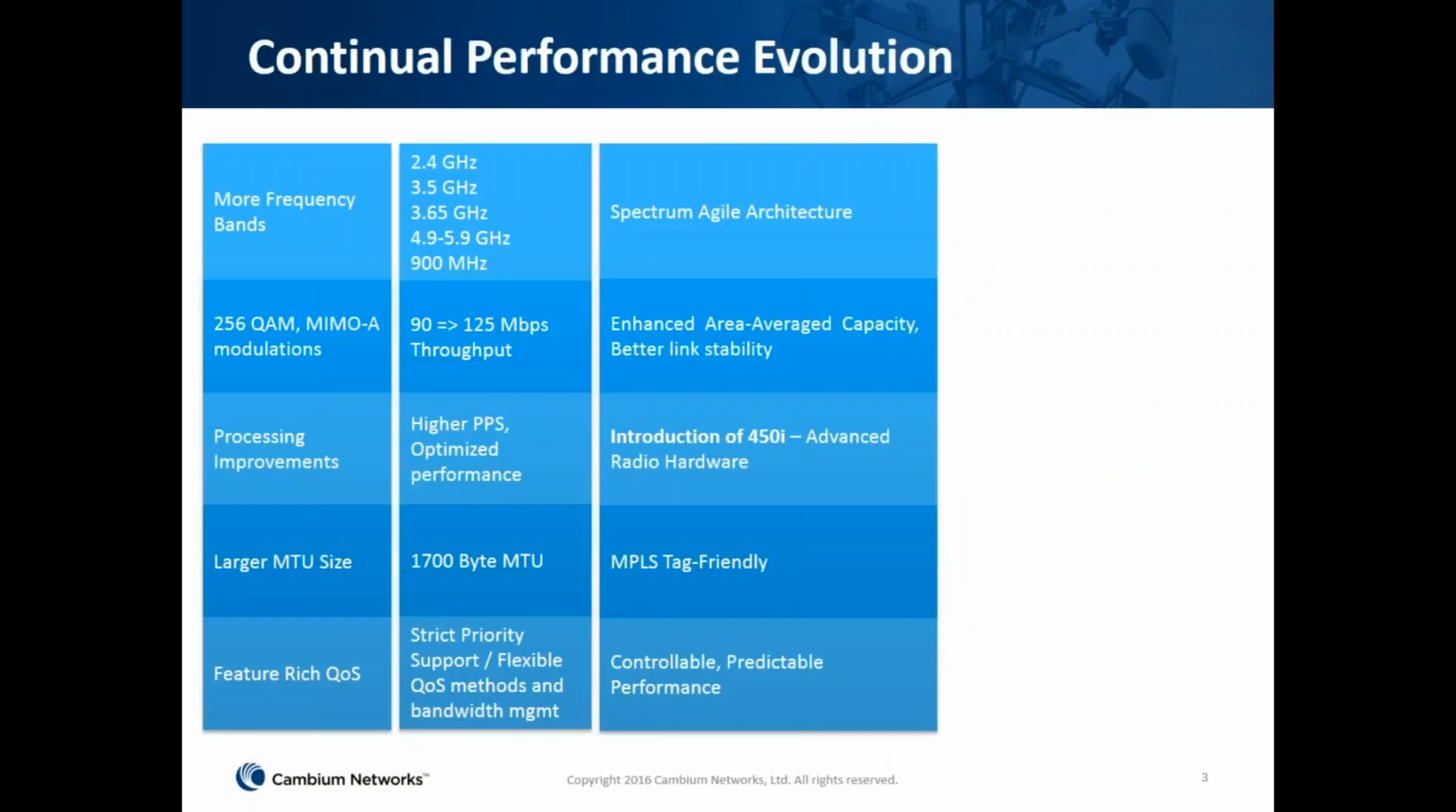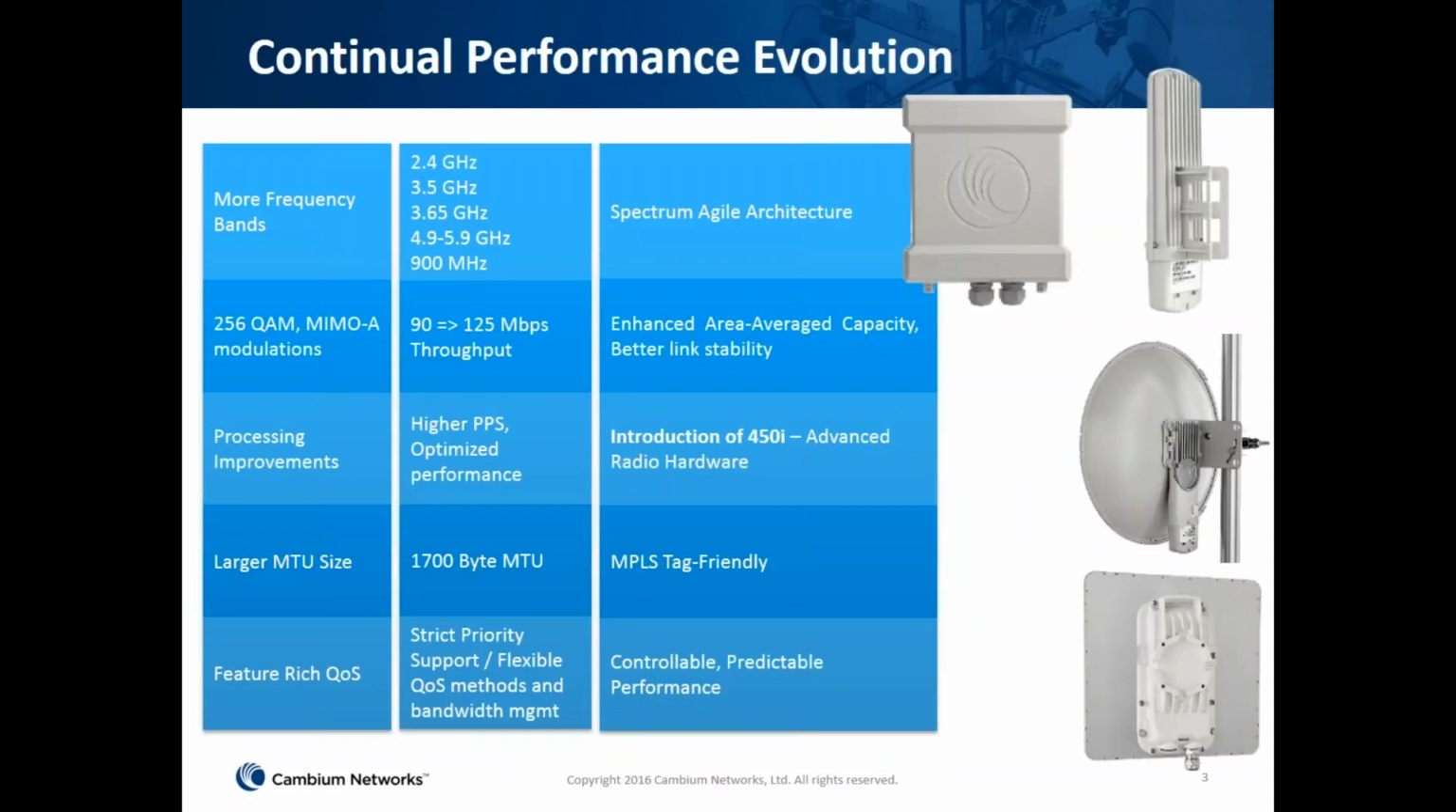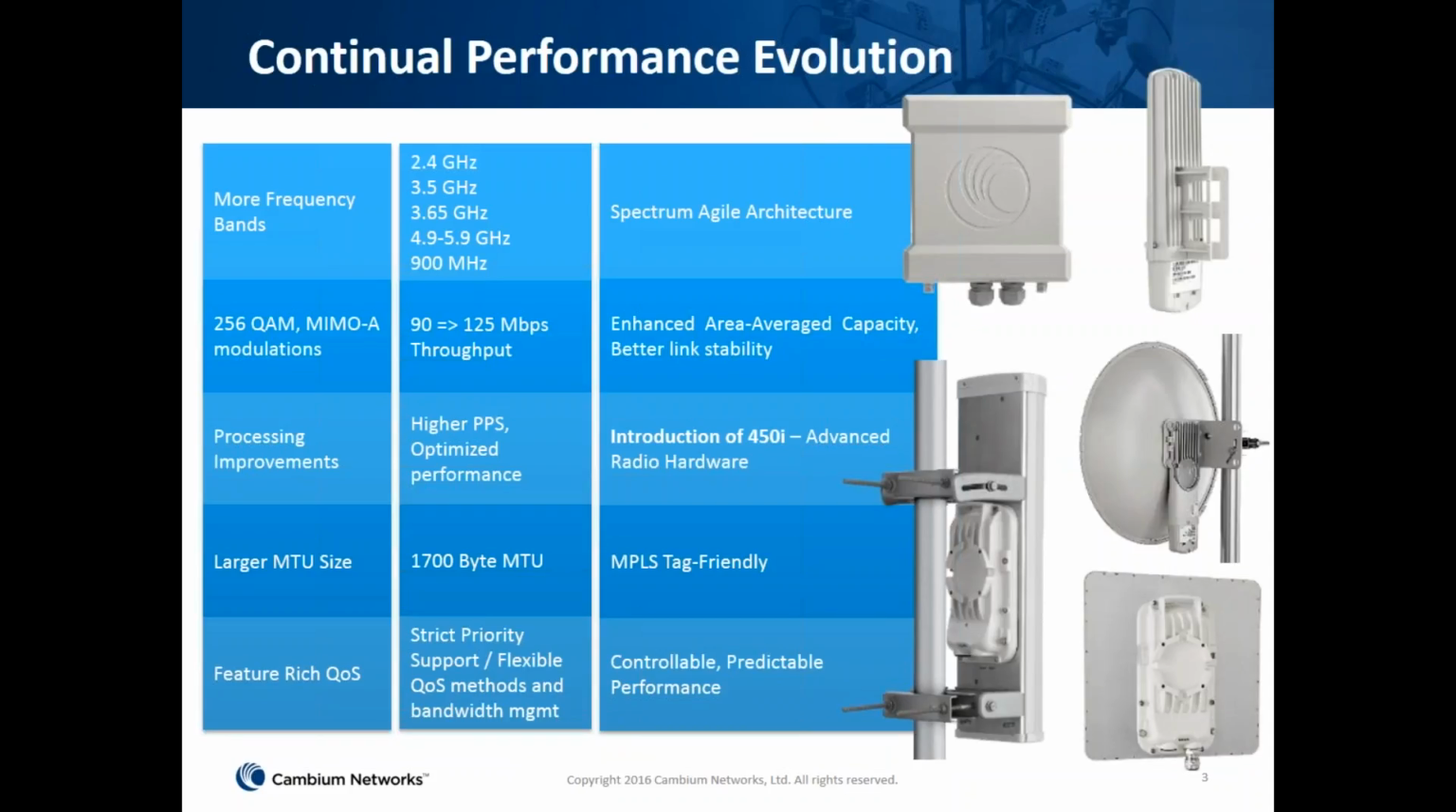So with the 450, it's continual performance evolution. Since its launch in 2012, we've introduced many frequencies. We support 2.4, 3 gig, 5 gig, as well as 900. We support many modulation modes up to 256 QAM to give you the best throughput available. We've improved packet per second processing on the radios, including introduction of new hardware. Most recently in the 3 gig space, the 450i, which improves PPS to the point that it should no longer be a bottleneck in a point-to-multipoint network.